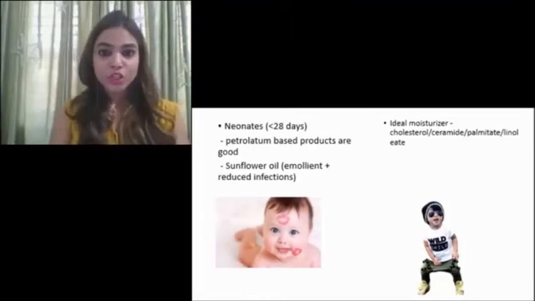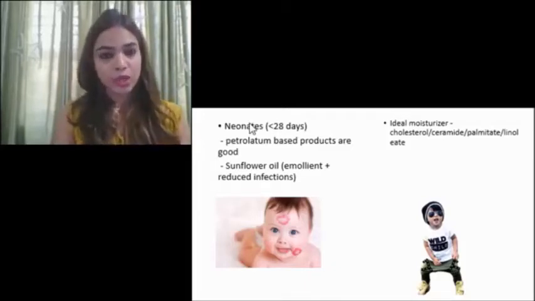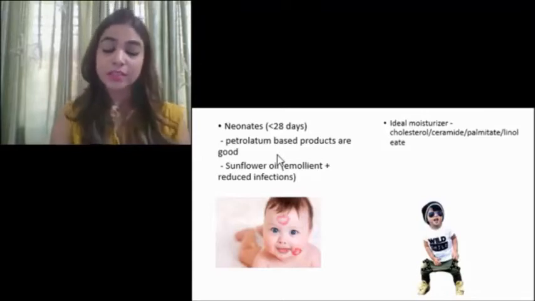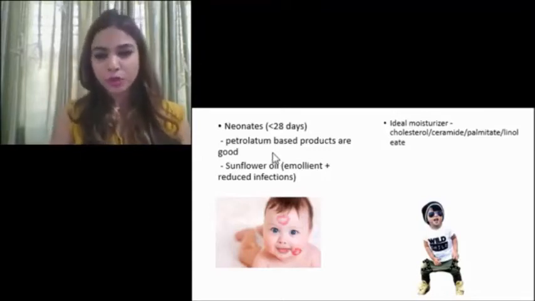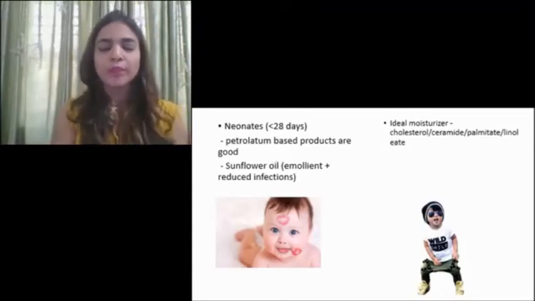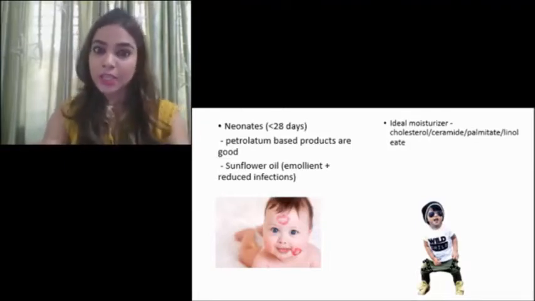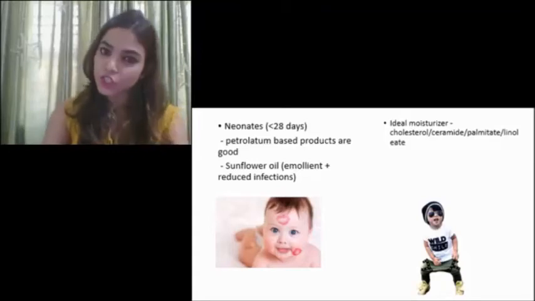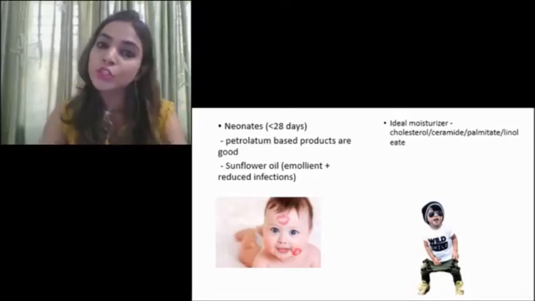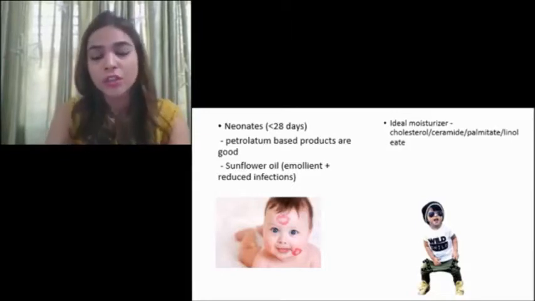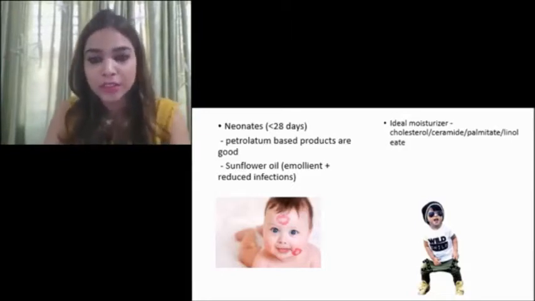What kind of moisturizer should be used? In neonates who are less than 1 month of age, petrolatum based products are considered safer. The second best product is usually sunflower oil if you want to use something at home and cheaper. Sunflower oil contains linoleic acid, which is one of the essential fatty acids, which has also been shown to reduce the chances of nosocomial infections, or infections acquired from other areas.